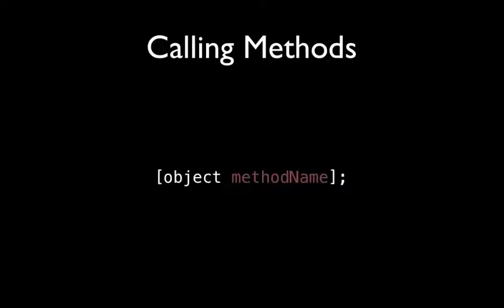So this is how you call methods in Objective-C. You enclose a phrase in square brackets. The argument on the left is your instance, and the argument on the right is the method name. Sometimes you'll hear people say messaging or messages, and those are generally synonymous with method.